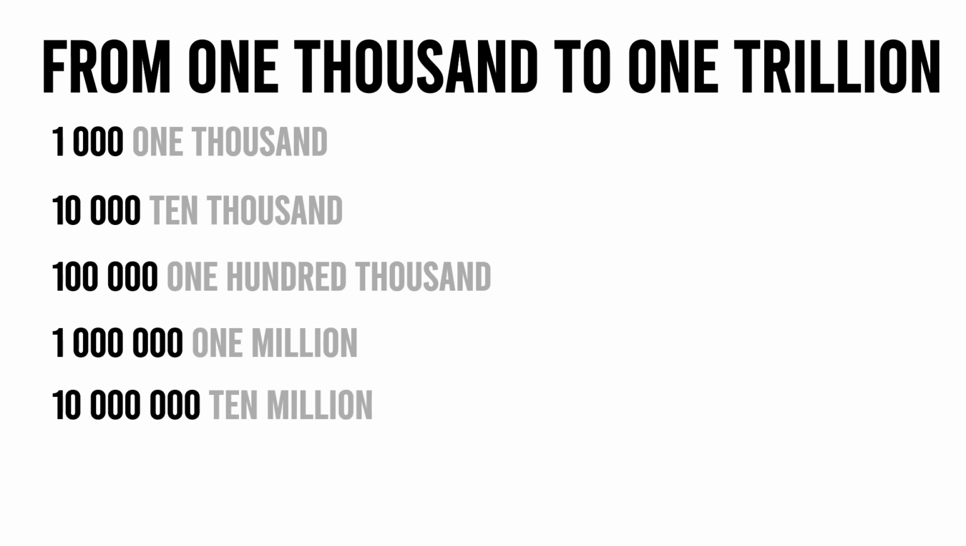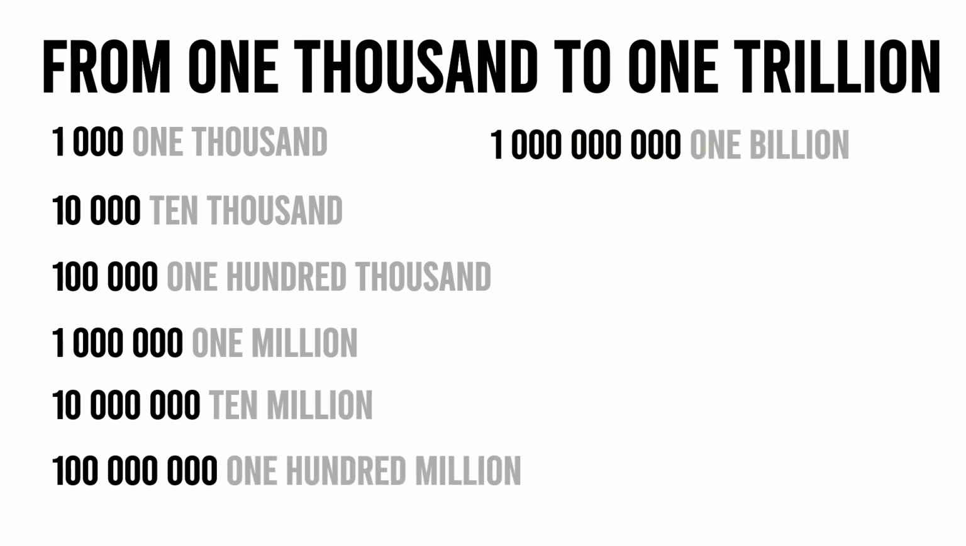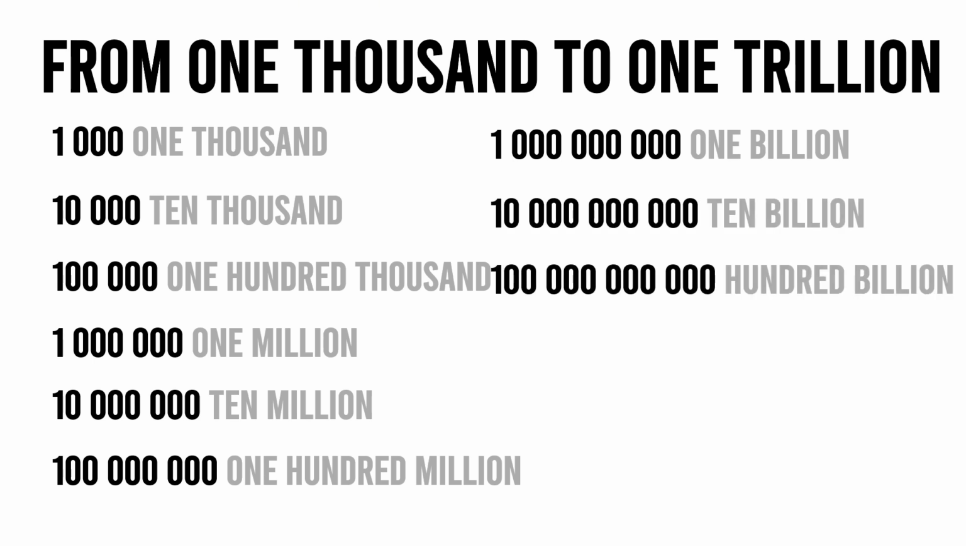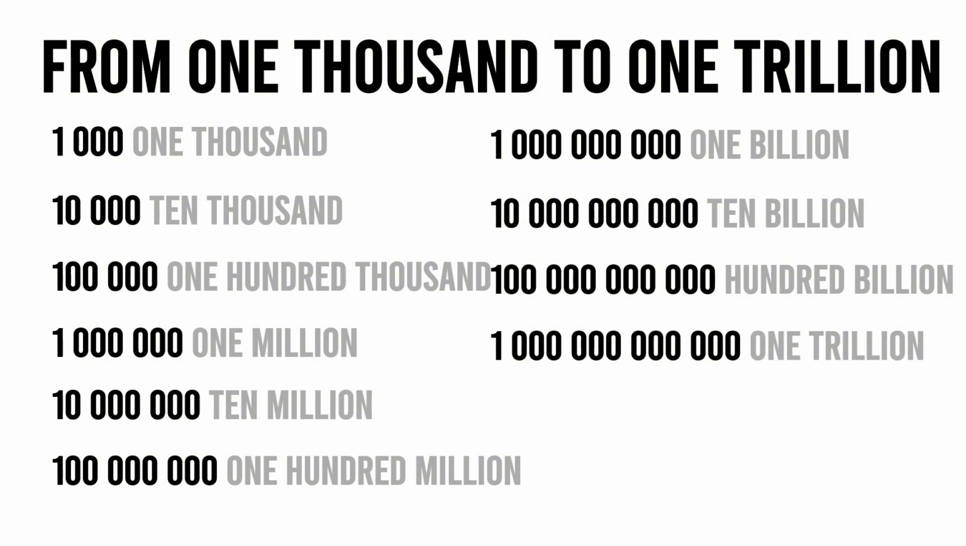A million is a 1 followed by 6 zeros. Then we have 10 million, 100 million, 1 billion. 1 billion is a 1 followed by 9 zeros. Then if we add one more 0, we get 10 billion, 100 billion, and finally 1 trillion. 1 trillion is a 1 followed by 12 zeros. Between each major figure, there are many other numbers, and over a trillion are still infinite numbers. But for now, we stop at a trillion, which should be sufficient for most calculations.